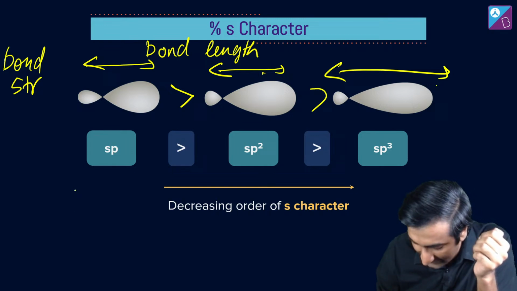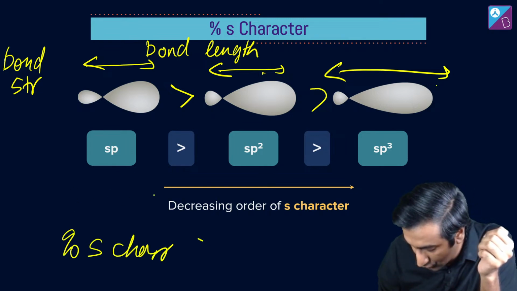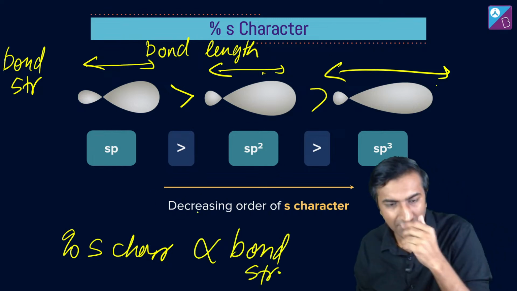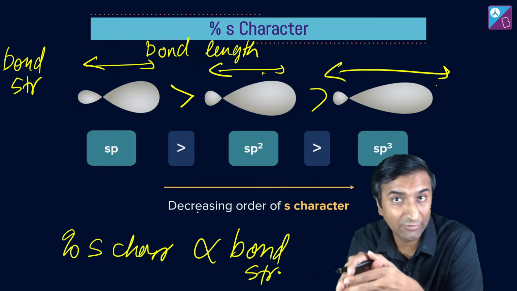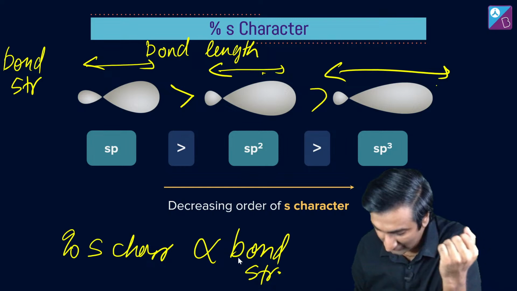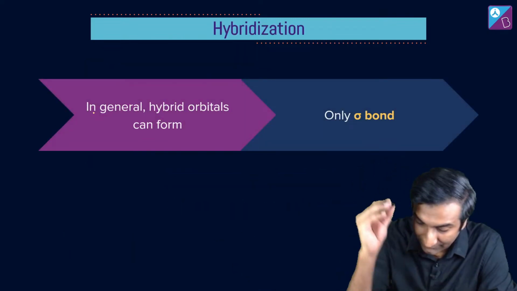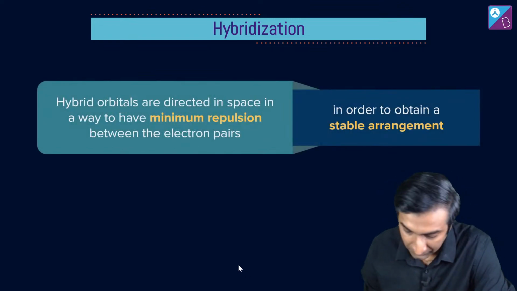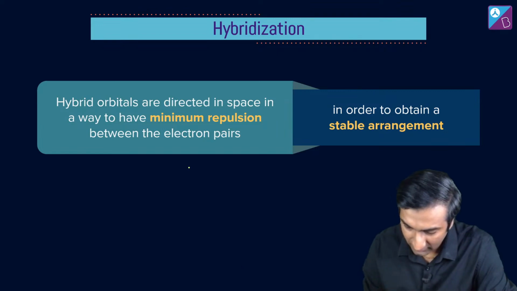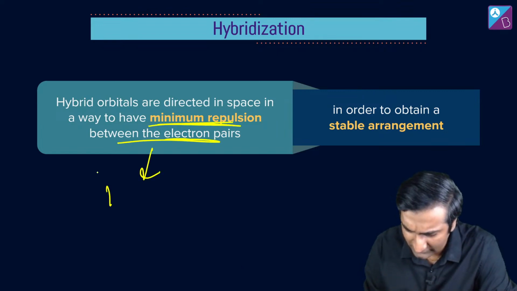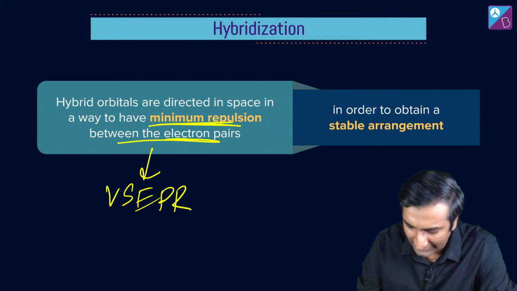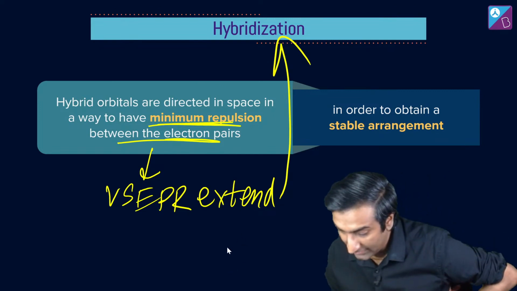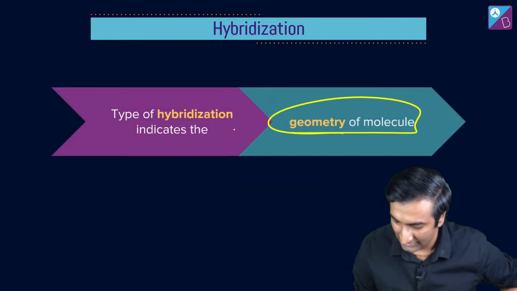Percentage S character is directly proportional to bond strength. What does bond strength mean? The amount of energy required to break a bond. Cool? Okay, that's it. Last point, and I keep repeating this: in hybridization, only sigma bonds are considered. And the goal is to get minimum repulsion between electron pairs. This is the same as VSEPR theory, an extension of it. Extend this to hybridization also. And hybridization you get from geometry, which we have explored in a lot of detail.